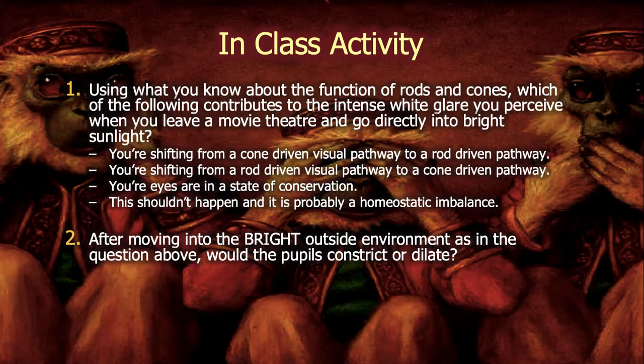All right. So the bright white that you see is a combination of these two things. For number one, when you're in the dark, what are you primarily using? Rods, because they're good for dark vision. And then when you step outside, you shift to cones. So you're shifting from a rod-driven visual pathway to a cone-driven visual pathway. So that's part of it.